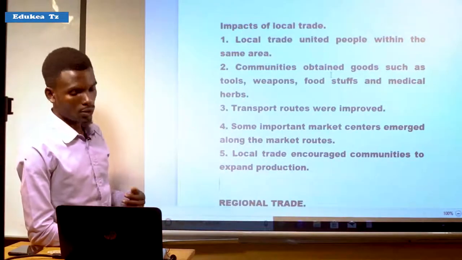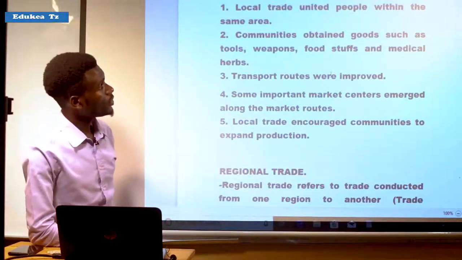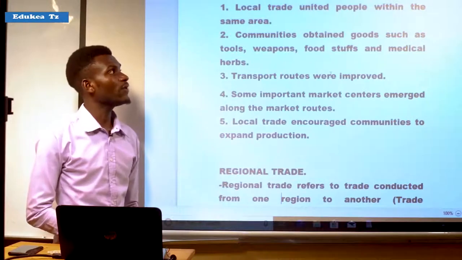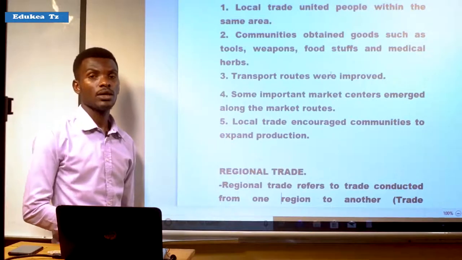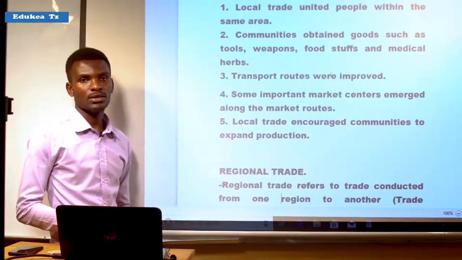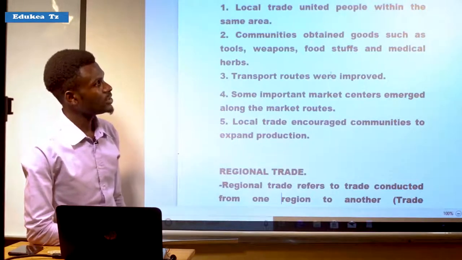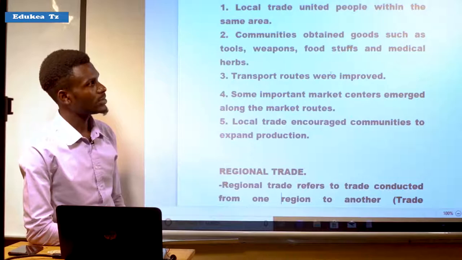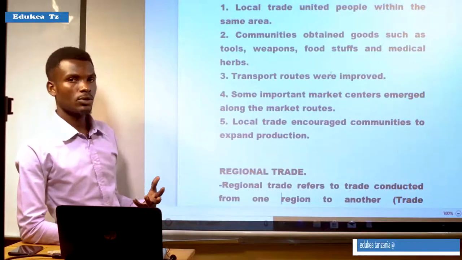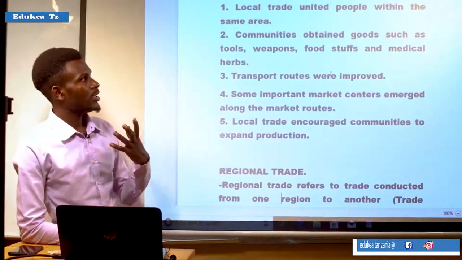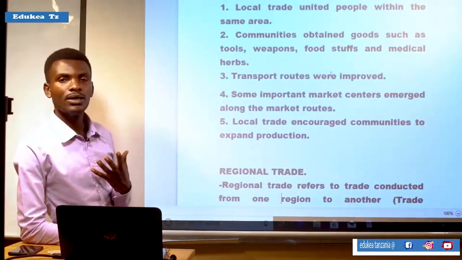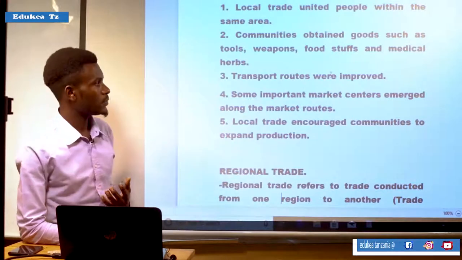What were the impacts of local trade? The first one: local trade united people within the same area. Due to the trading activities, there was interaction between people and they were united in the same geographical area. Another, communities obtained goods such as tools, weapons, foodstuffs, and medical herbs that were needed in the particular society.